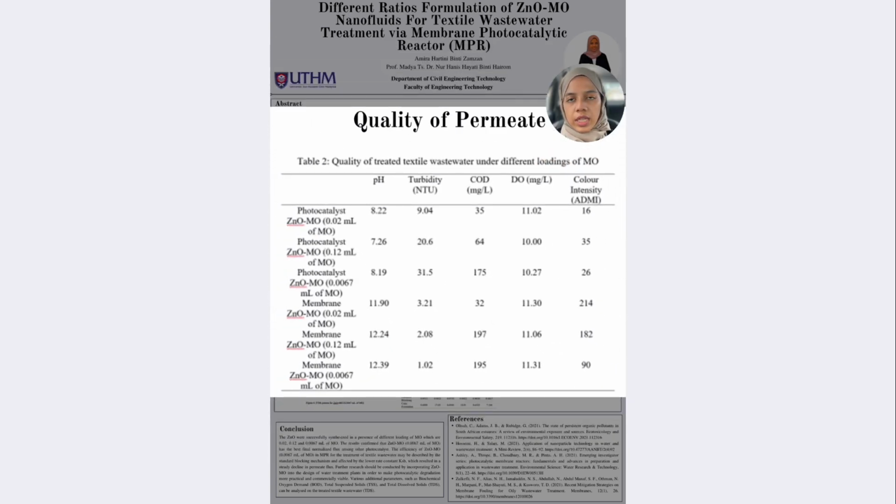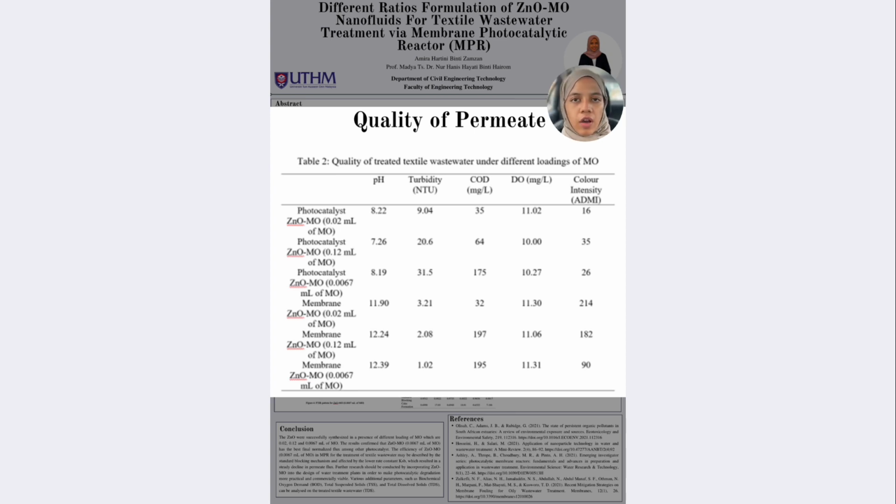For the effect of different photocatalysts on pH, ZnO-MO with 0.02 ml of MO has the lowest pH compared to other loadings, which is 11.90. Even so, it is not suitable for discharging the treated textile effluent into the environment. However, according to the normalized flux graph, the optimal loading with the greatest normalized flux is photocatalyst ZnO-MO with 0.0067 ml of MO. Clearly, an increase in pH up to 8.19 and 12.29 causes an increase in photodegradation activity. Hence, the use of ZnO-MO as a catalyst is better suited for textile effluents with such pH values.